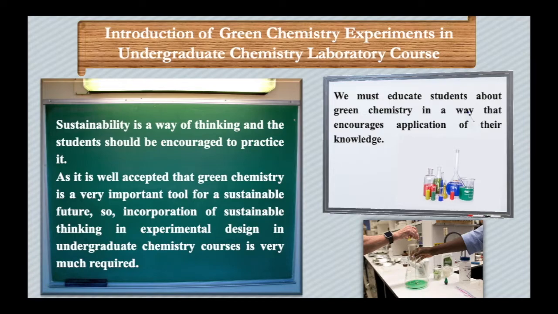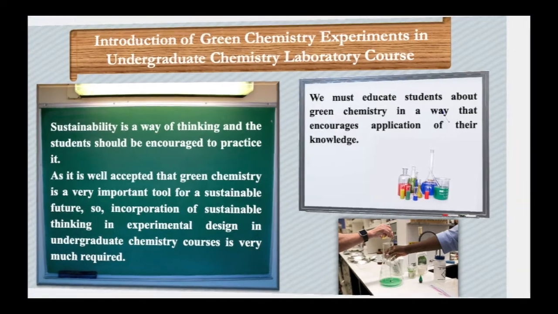Sustainability is a way of thinking and students should practice it, as it is well accepted that green chemistry is a very important tool for a sustainable future. So incorporation of sustainable thinking in experimental design in undergraduate chemistry courses is very much required. The traditional approach should be revised and replaced by green approaches. The students should understand and be aware of environmental contamination and chemical exposure. We must educate the students about green chemistry in a way that encourages application of their own knowledge.